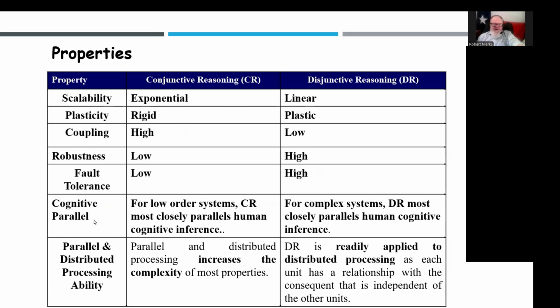For cognitive parallel, this is something which was claimed by Bill, and this is the way he thinks outside of the box. For low order systems, CR most closely parallels human inference. CR is conjunctive reasoning. Why is that? Because I can think about things such as I want to invest in the stock market. Well, let's see, the interest rate is going up and the S&P has fallen, and I can look at all the combinations of those in two dimensions, right?